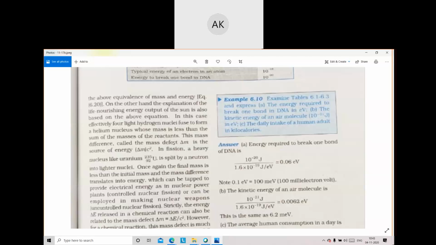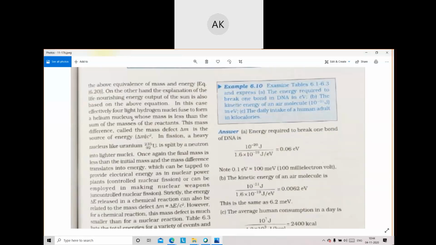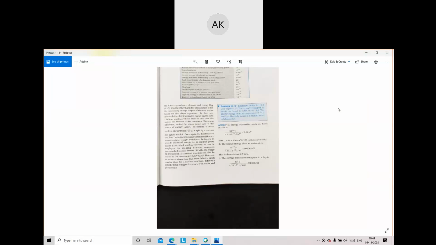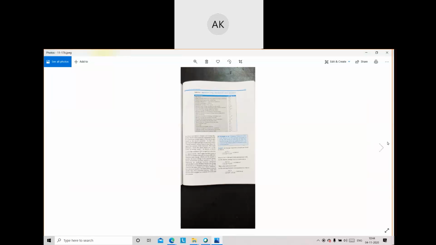What fusion is taking place? Hydrogen fuses to form helium. A large amount of energy is released. Fusion reaction. Fission, where is it taking place? Nuclear reactor. Controlled fission reaction is taking place. So I think you have understood. If you have doubt, you can ask. Next.